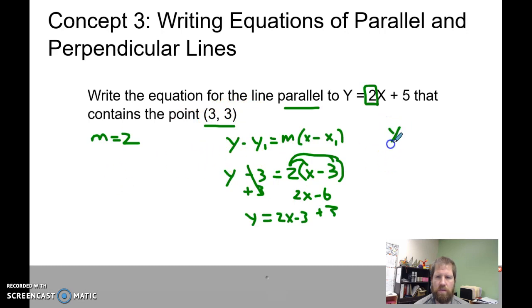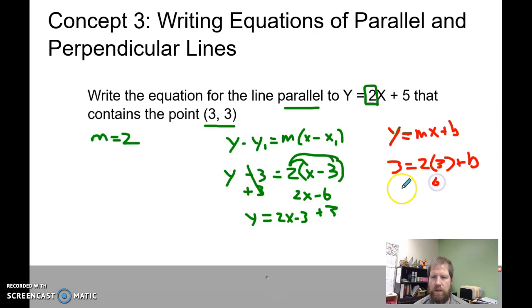So I would start with my y equals mx plus b. I know my slope. I know a point, so I'm just going to fill those in. 3 equals 2 times 3 plus b. This is 6. 3 equals 6 plus b. Subtract 6, subtract 6. And b is equal to negative 3.